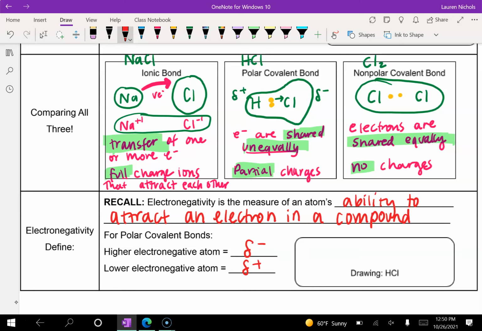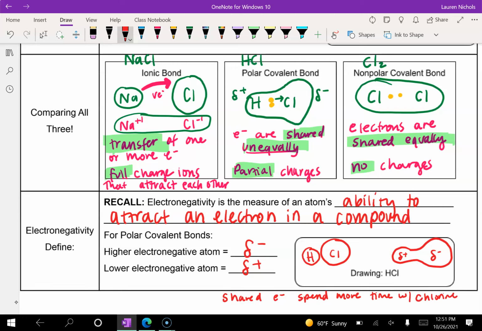And so remember, when we're drawing this, it can look one of two ways. For example, HCl: you can have hydrogen, and you can have chlorine, which I'm drawing bigger because chlorine has a larger atomic radius, and its electron density would look like this, where the electrons are spending more time around the chlorine. So the key thing here is that the shared electrons spend more time with the chlorine, or the highest electronegative atom.